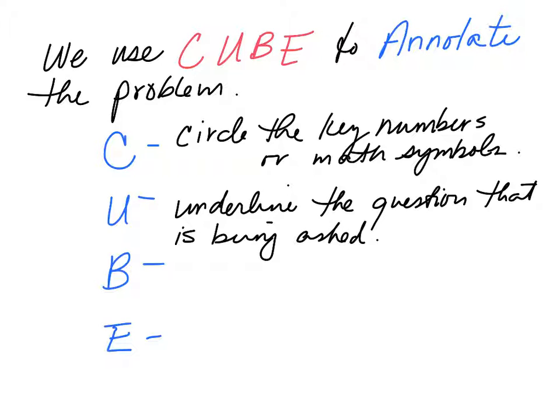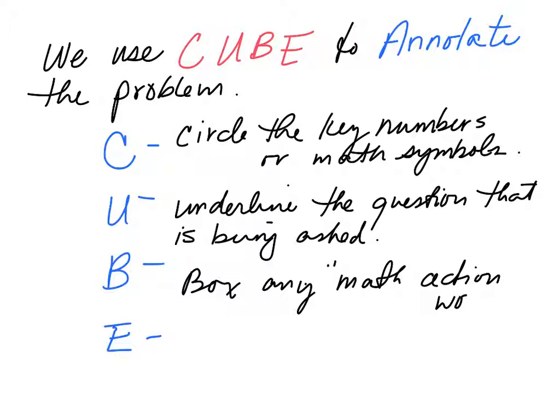And as you analyze the problem and circle and underline, really drawing a map of what you're going to solve, then box any math words. And I'm going to put quotations around that: math action words. Now, what is a math action word? A math action word is any word that tells you to do something mathematically.